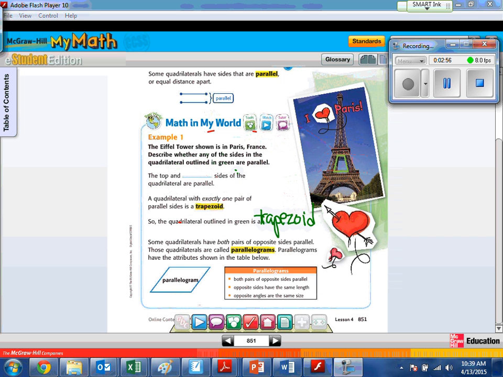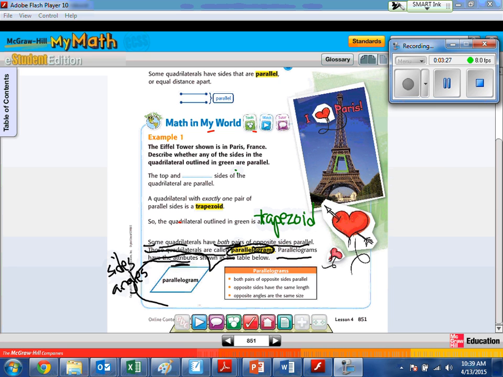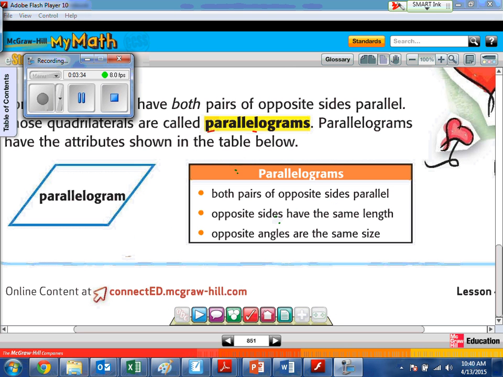Now, if I continue, it says some quadrilaterals have both pairs of opposite sides that are parallel, meaning that both sides are parallel. Those quadrilaterals are called parallelograms. Think about that, parallelograms. Parallelograms have the attributes, remember that word attribute, meaning the sides and angles shown in the table below. So what I'm going to do now, ladies and gentlemen, is go ahead and zoom in on this parallelogram and this table. So don't be freaked out when you see this, okay? And here we are zoomed in. Whoa!